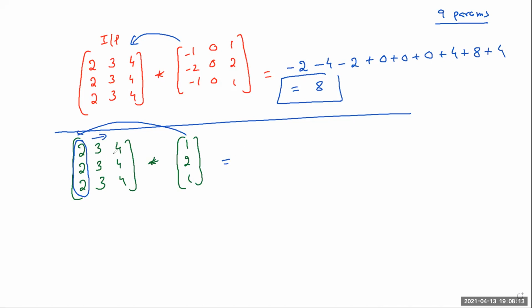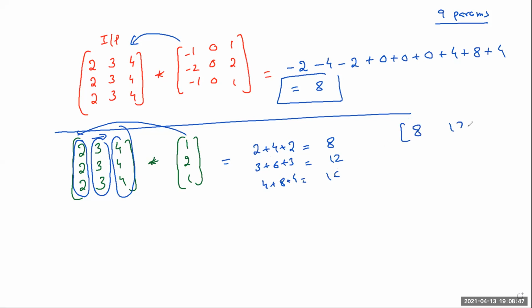When I superimpose it on the first column, I get 2 plus 4 plus 2, which is 8. This is the first value. Then I superimpose my filter on the second column, so I get 3 plus 6 plus 3, which is 12. And when I superimpose it on the third column, I get 4 plus 8 plus 4, which is 16. So what I get as an output is 8, 12, 16. Why am I getting 3 values? Because you place the filter here, then move it to the right, then right. So against each position you get one value: 8, 12, and 16. This is the output of this particular convolution.